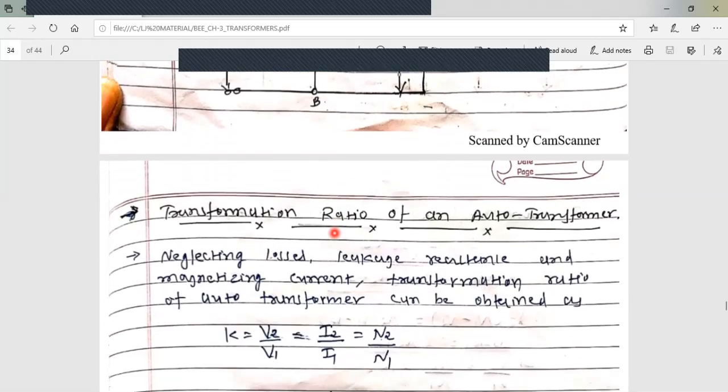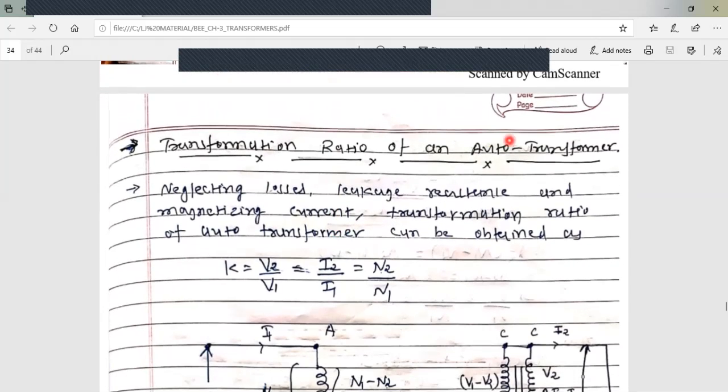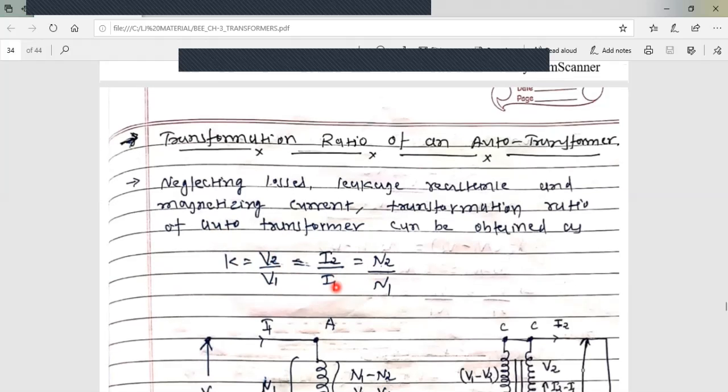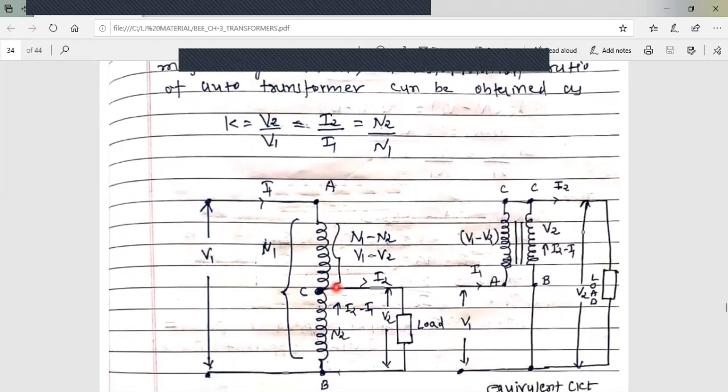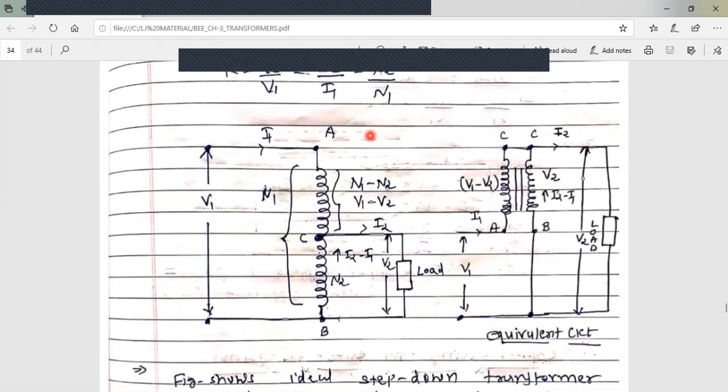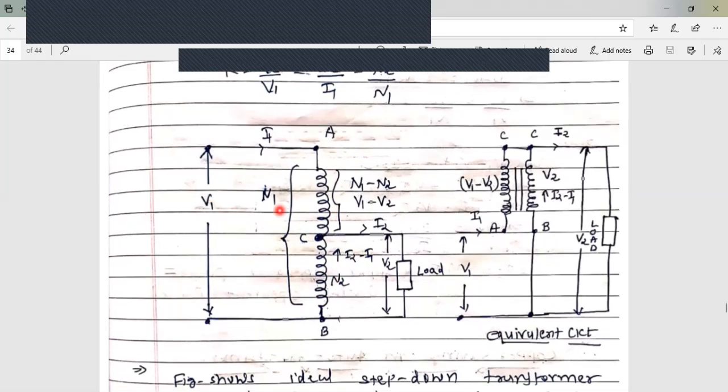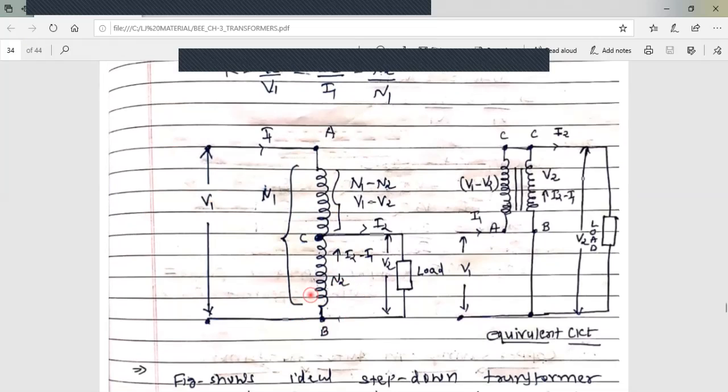Now, we will see the transformation ratio of an autotransformer. We know that in a two-winding transformer the transformation ratio K is V2 by V1, I1 by I2, equal to N2 by N1. But consider here the step down transformer as we have studied earlier. N1 is the total primary turns and N2 is the secondary turns. If we draw this circuit, the number of turns in the A to C part is N1 minus N2 and the voltage is V1 minus V2.